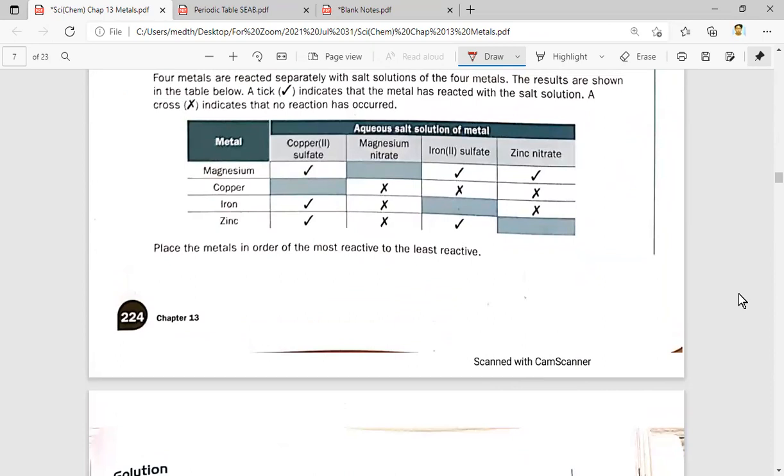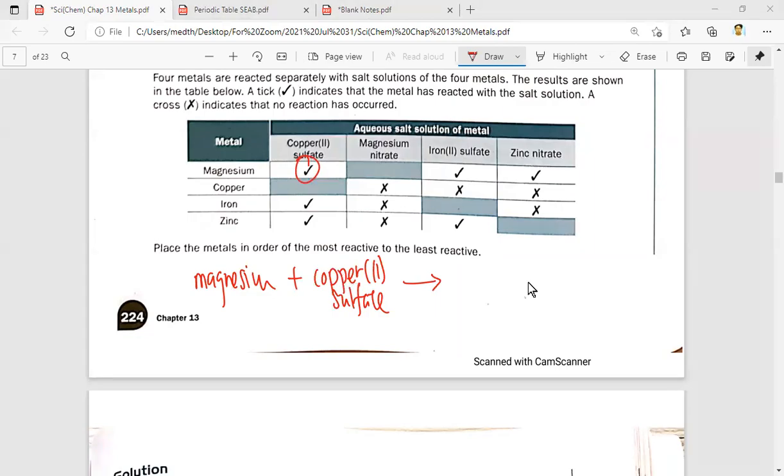I want to use this example of magnesium. Magnesium plus copper 2 sulfate. What will I get? Will there be a reaction? You can see copper is attached to sulfate. Copper is a metal. Magnesium came into the picture. So you have to ask yourself, which is more reactive? If magnesium is more reactive, magnesium will kick the copper out.